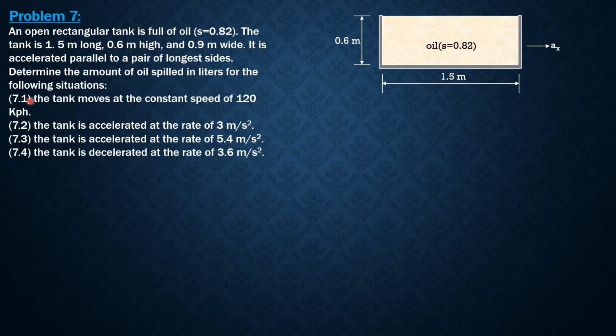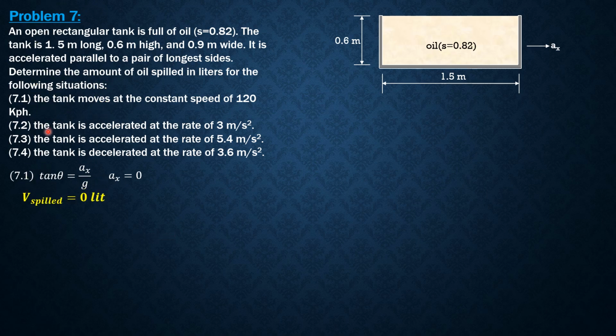So for the first situation, the tank moves at a constant speed of 120 kph. It means that if the speed is constant, then the acceleration is zero. The slope is defined by tangent theta equals ax over g, and in this case ax is zero. Therefore, the slope of the oil surface will remain horizontal, and therefore no liquid will be spilled. So the answer to the first question: ax is 0, so no oil will be spilled in the first part.